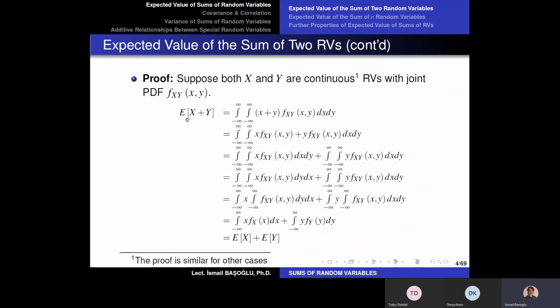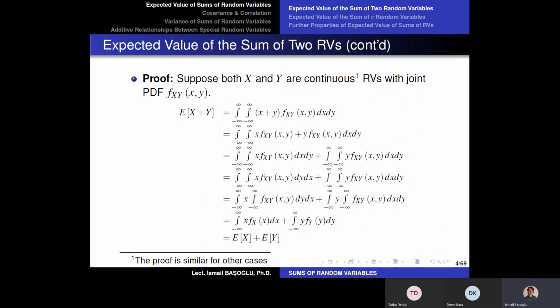And the expected value of x plus y is going to be calculated by integrating the interior function inside the expectation, which is x plus y, multiplied with the joint probability density function, and we are going to integrate that product. We are going to integrate the product of the x plus y function itself with the joint probability density function through the whole domain of the distribution.